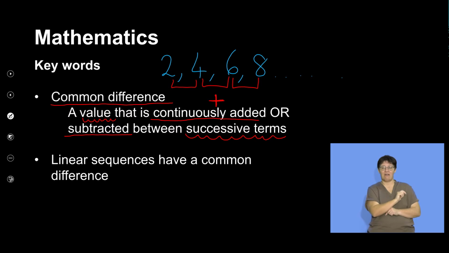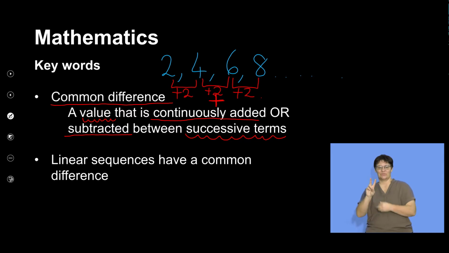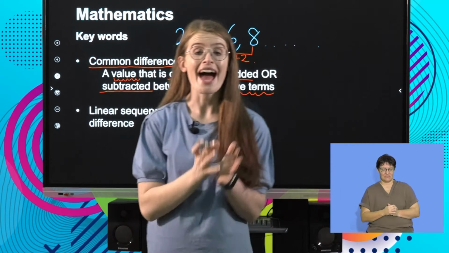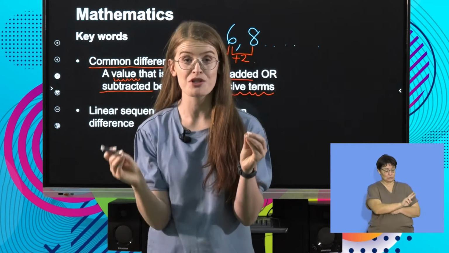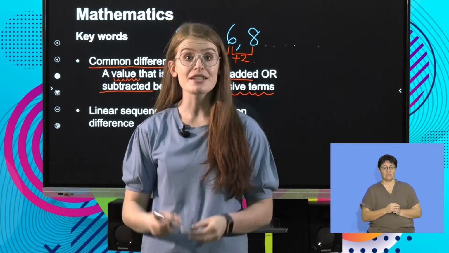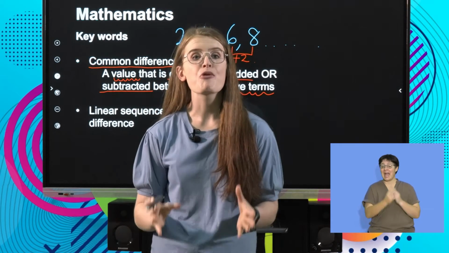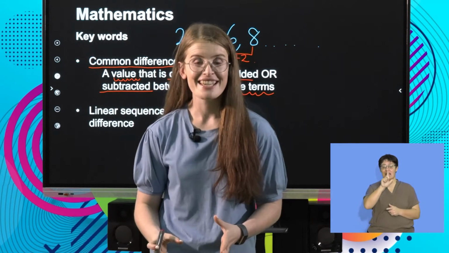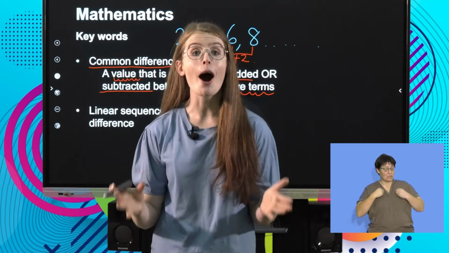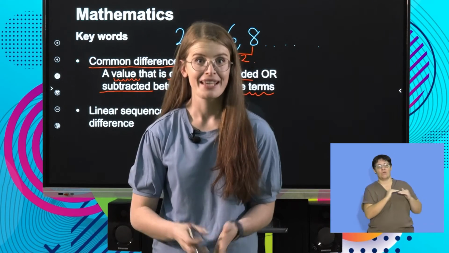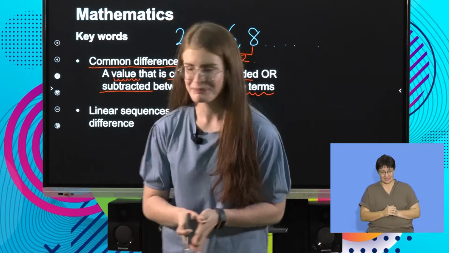So I'm going to ask you to think at home, what is the common difference? Hopefully, you're going to agree with me that I've added 2 between each of these terms. Because I've added 2 between each of the terms of the sequence, my common difference is 2. And again, I'm going to repeat that the property of a linear pattern is the fact that there is a common difference present. Let's have a look at another example.